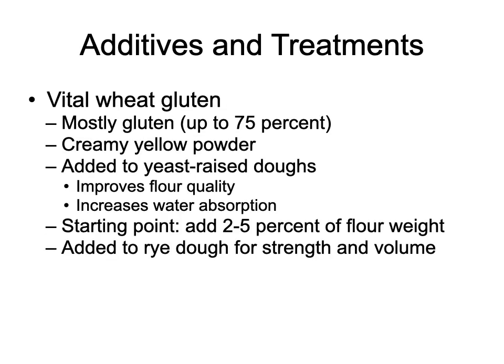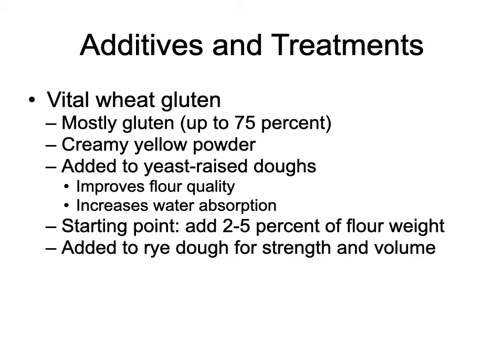And this is something you may also have heard of called vital wheat gluten. Vital wheat gluten is mostly gluten, so it's about 75% gluten. It's a creamy yellow powder. It's basically the isolated protein of wheat. So what they've done is they've pulled it out and you use it as an additive. It's used oftentimes in a small amount, like 2 to 5% of flour weight, and it's added oftentimes to rye flour, to rye dough, for strength and volume.